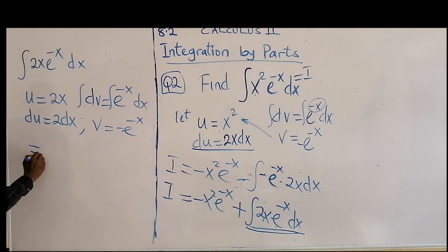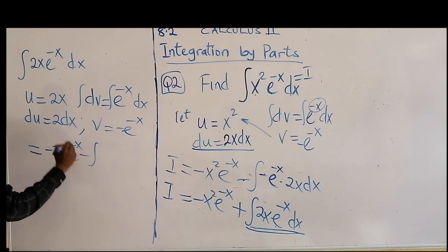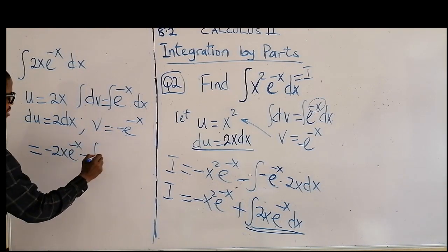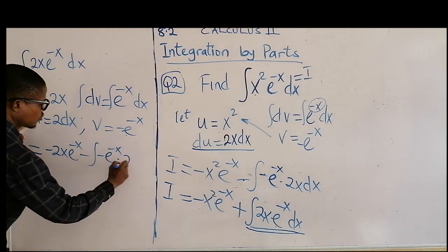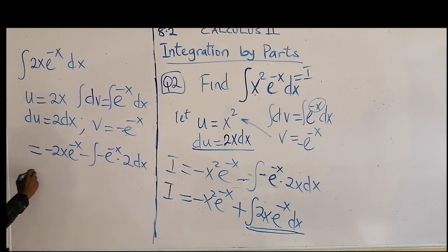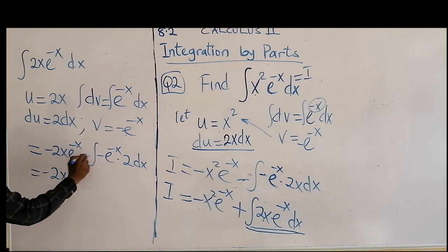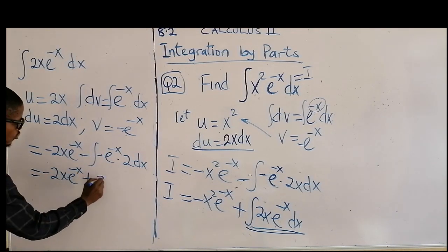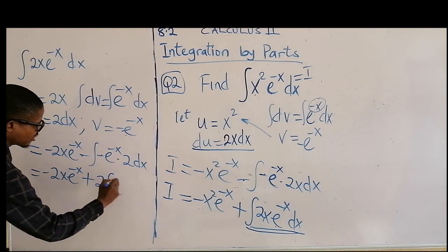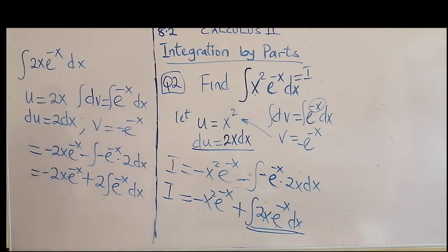For this question, we have uv, which is what? Minus 2x times this, then minus integral of v, which is this, times du, which is 2 dx. So that will give us this one. Minus times minus, that's a plus. Then we have 2 integral of exponential to the power minus x dx.